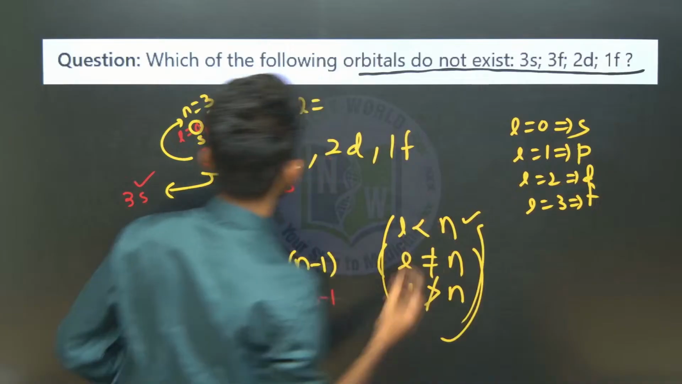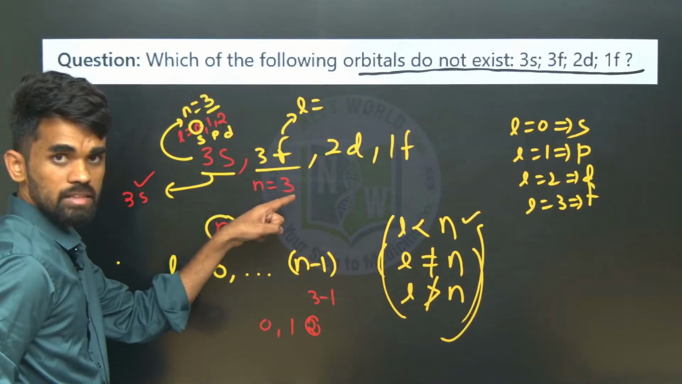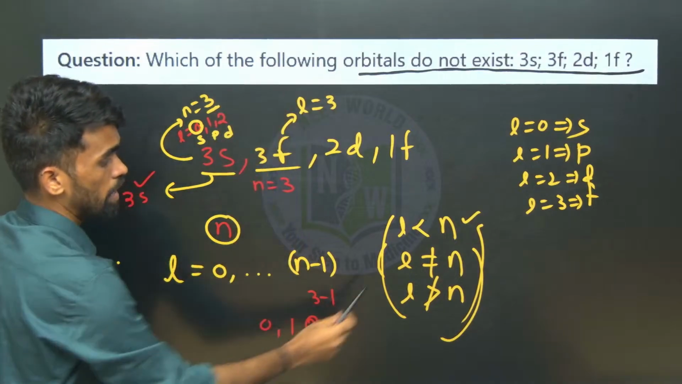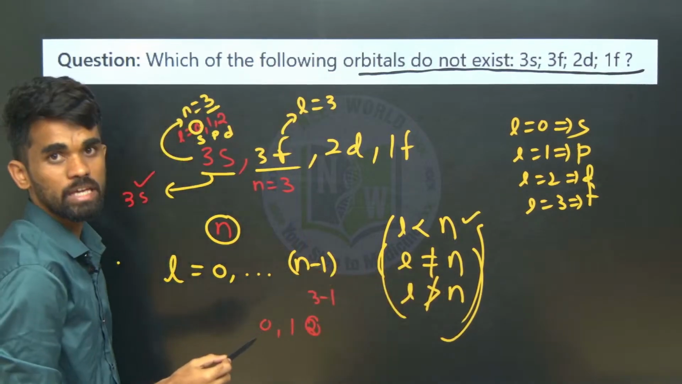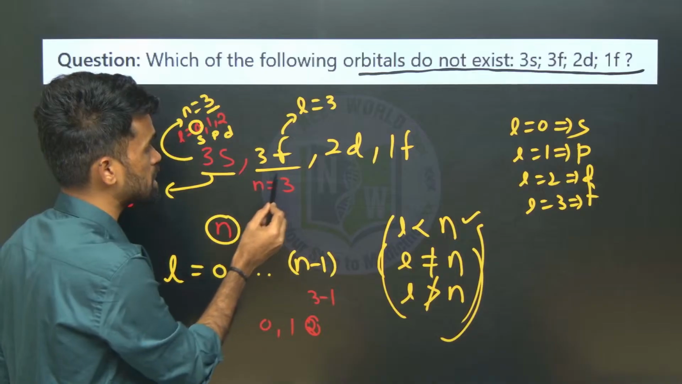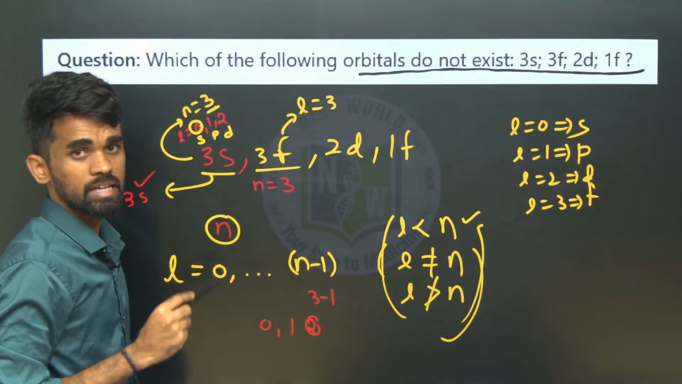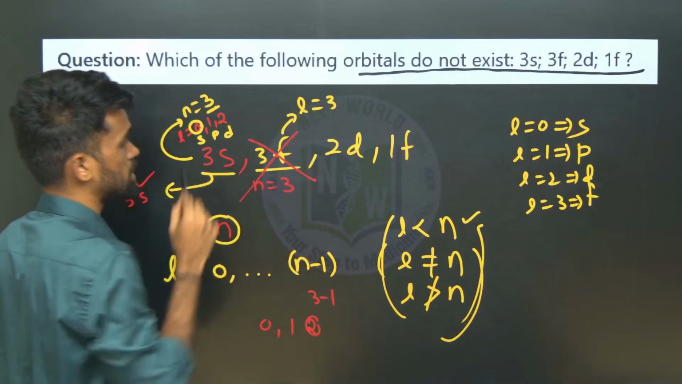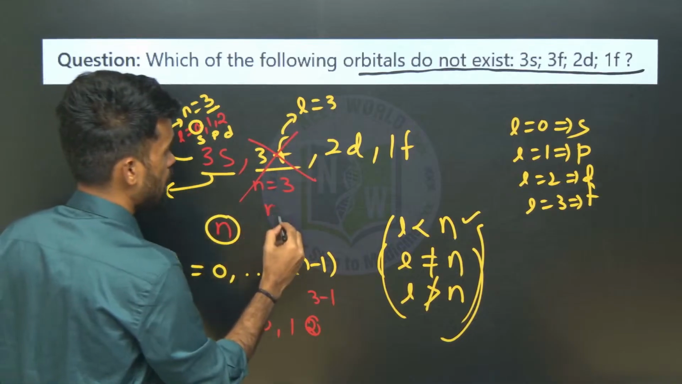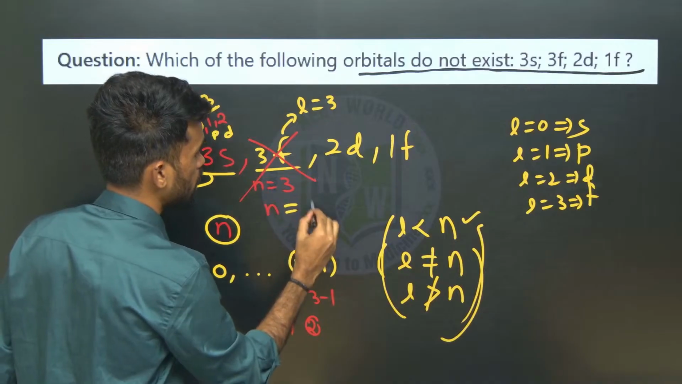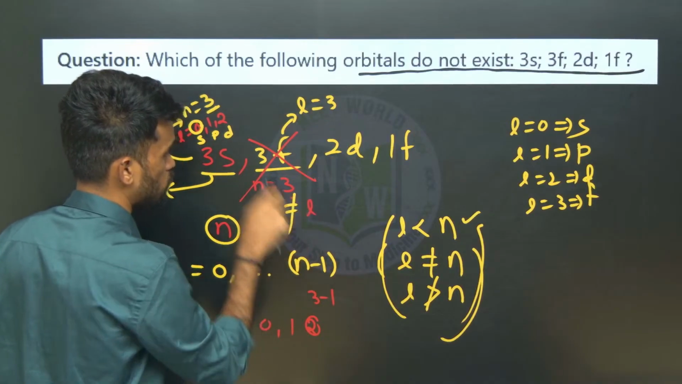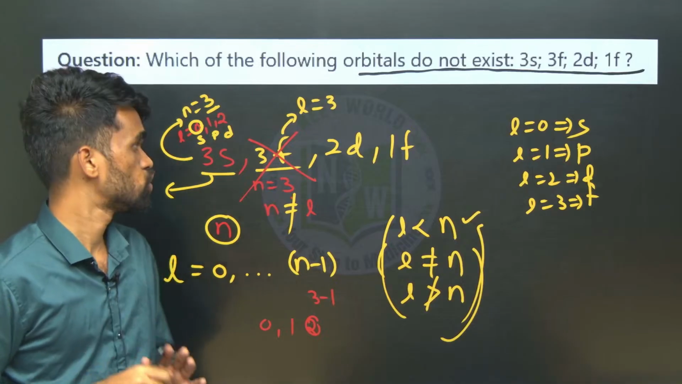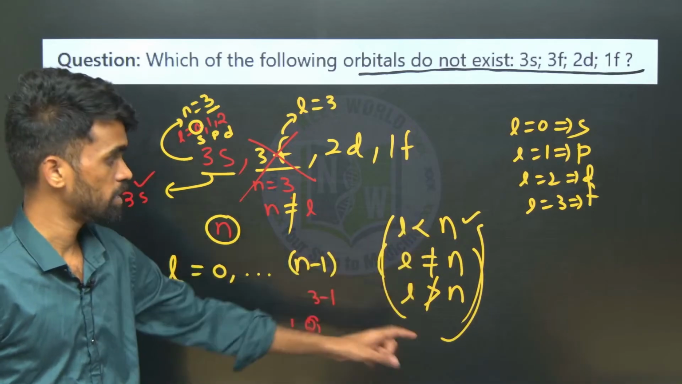See, n is 3, and for the f orbital L is 3. See what I told you, L and n should not be equal. L always has to be less than n, then only it exists. So 3f does not exist here. Why? Because L and n should not be equal. L always less than n, you should remember that based on these statements.